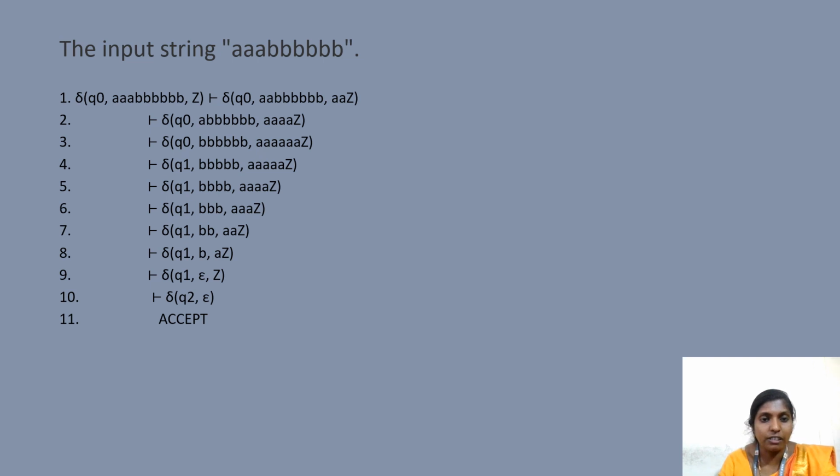Therefore, all the A's are popped, and finally we get Q1, comma, epsilon, comma, Z. Next, Q1, comma, epsilon, comma, Z can be written as Q2, comma, epsilon. That is the end node. Q2 is the end node that we have reached, so the string is accepted.